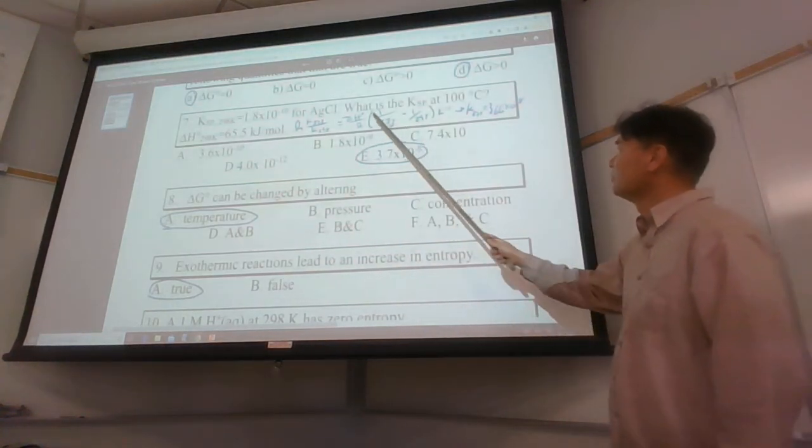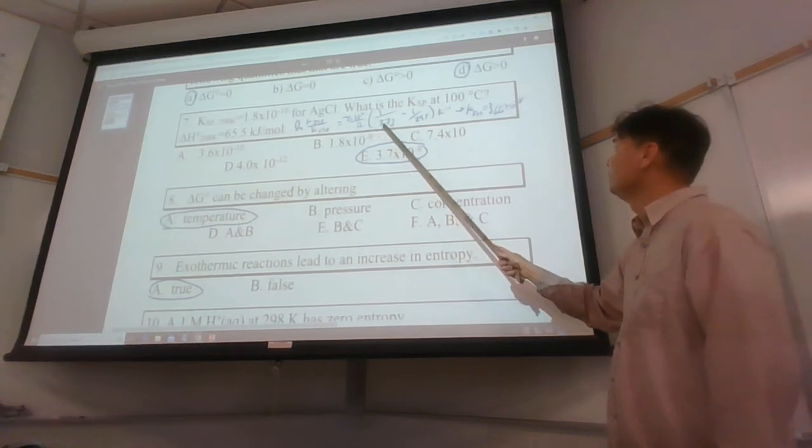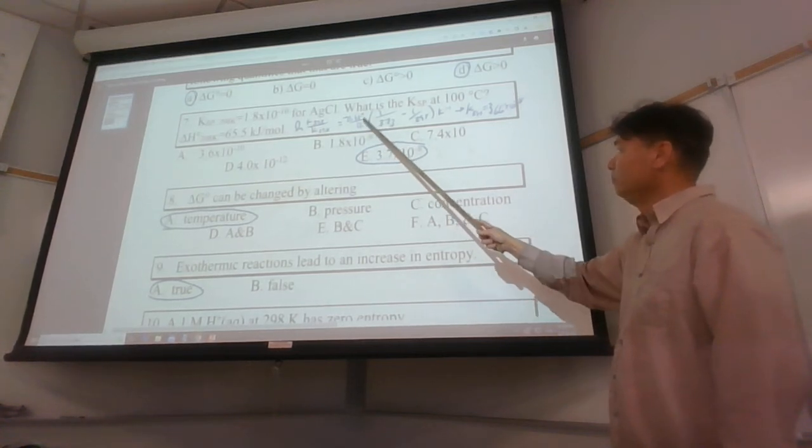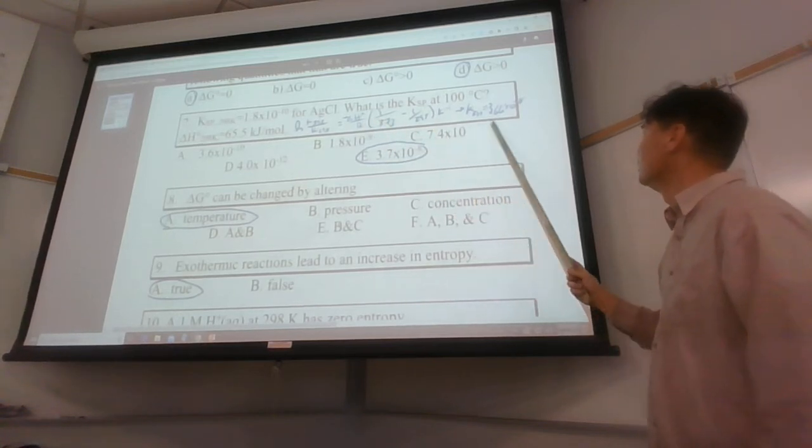And so we plug in the numbers here. I give you delta H. You should know what R is, 8.3145 Joules. There's a unit mismatch here. You know, delta H is in kilojoules, R is in joules, so you got to convert one or the other.